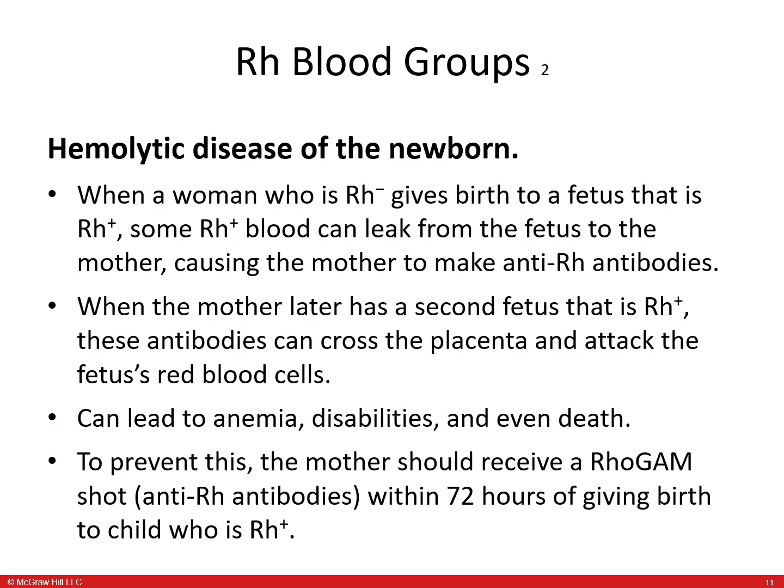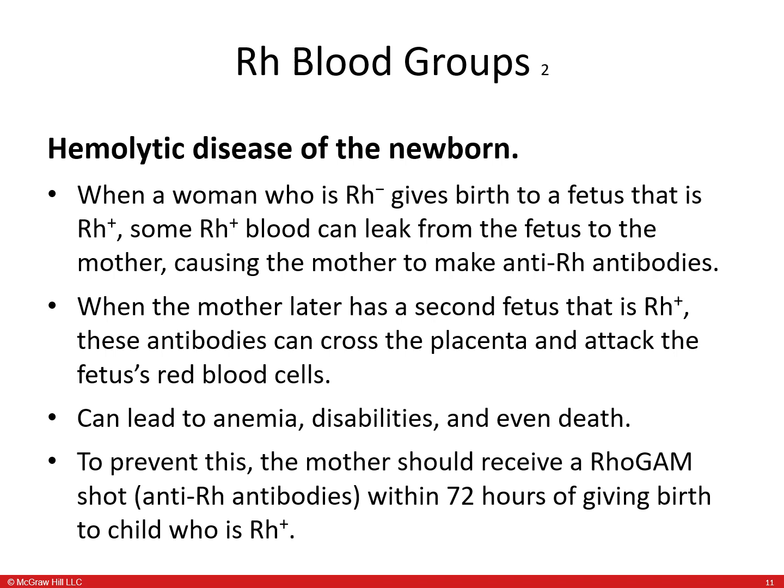When a woman who is Rh negative gives birth to a fetus that is Rh positive, some of the blood actually leaks out into the mother, and that causes the mother to make anti-Rh antibodies. If the woman is pregnant again with a second child, and the second child is Rh positive, these antibodies can actually cross the placenta and attack the fetus's red blood cells. Now this is a problem because it can actually lead to death.